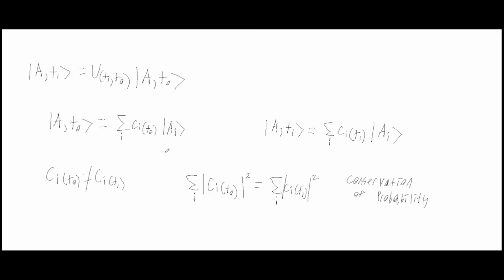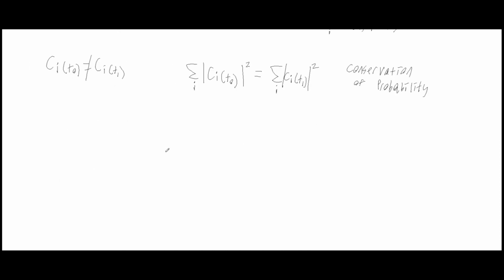And so from that we can also state that if we do the inner product of A at time t naught with A at time t naught, then this is going to be equal to, so the probability, as we said, has to be equal. That's what we established here. So the inner product would have to be equal to A at time t1 inner product with A at time t1.